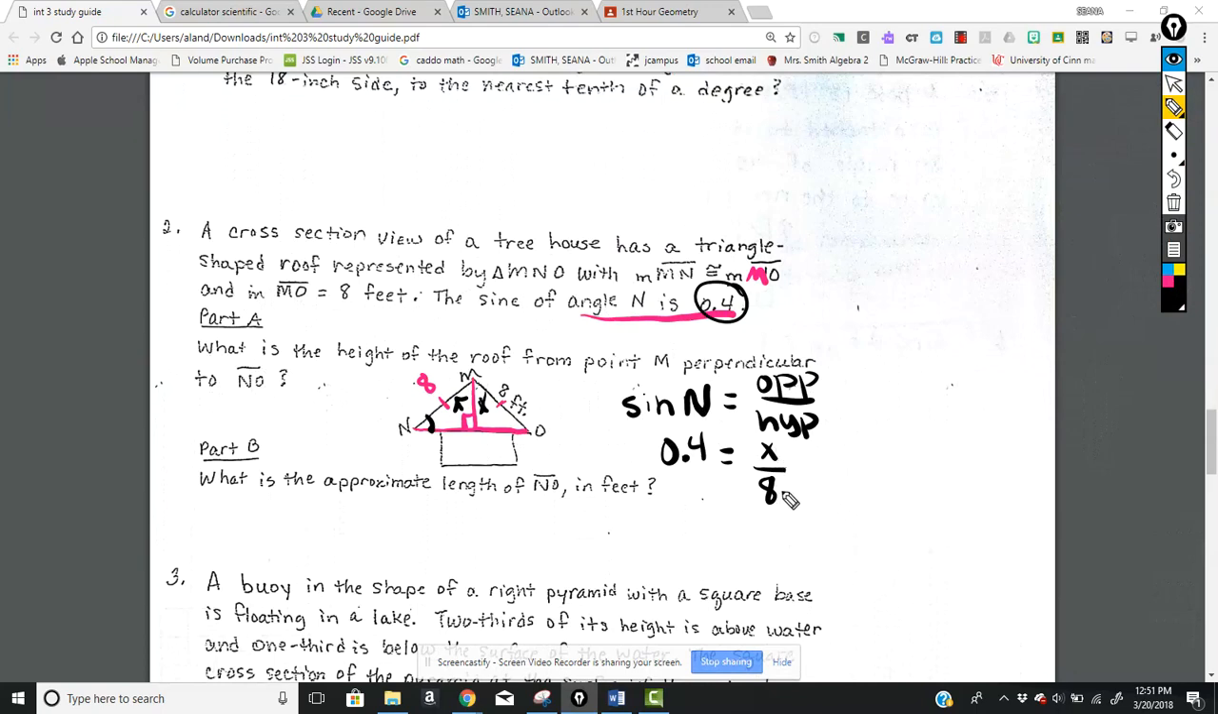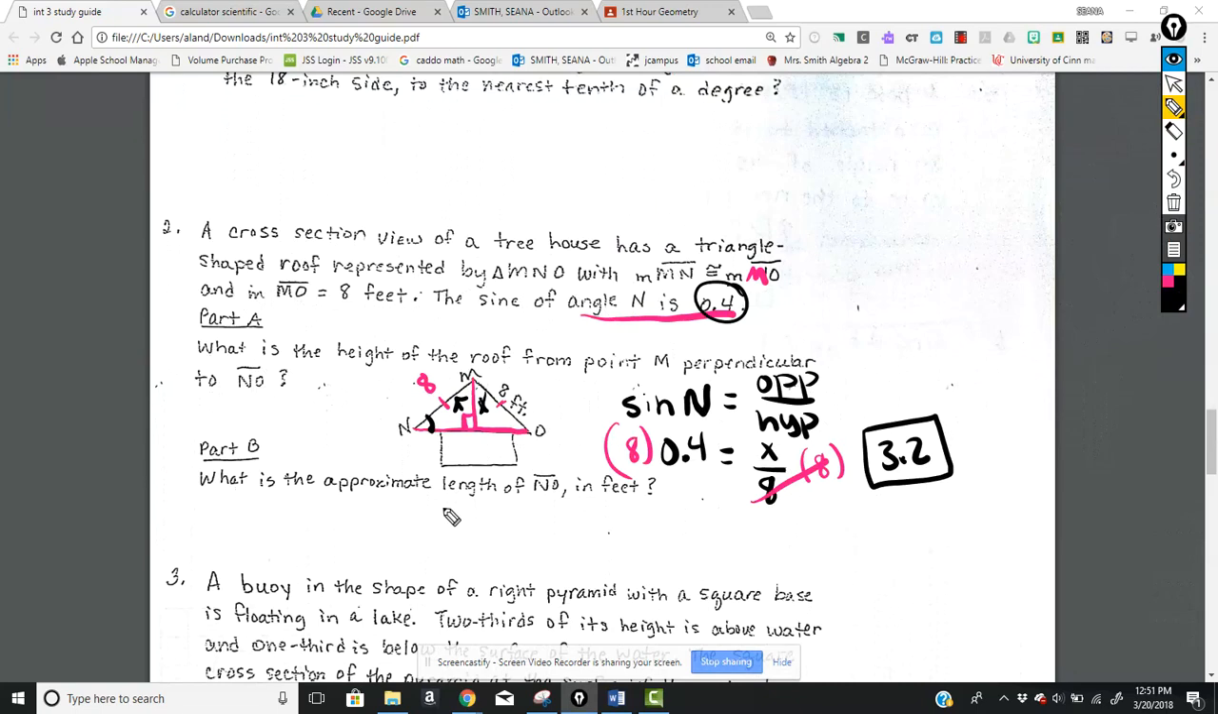So X is being divided by 8. Opposite of divide is to multiply both sides by 8. So multiply. These will cancel over here. 8 times 0.4 is going to be 3.2. So that would be the height.